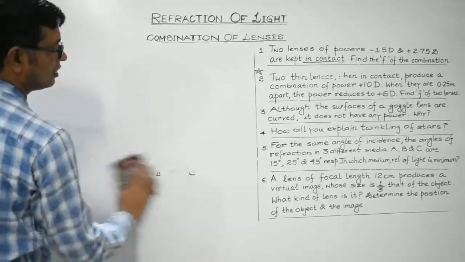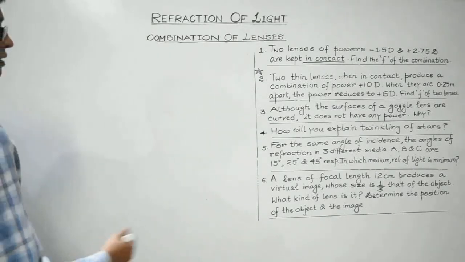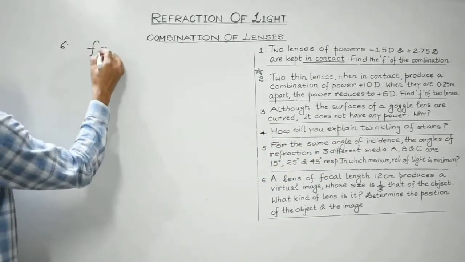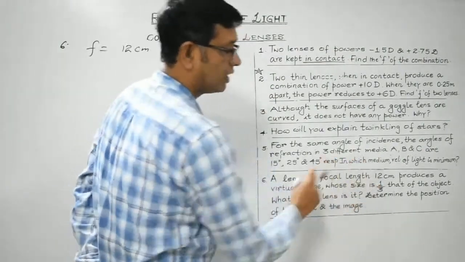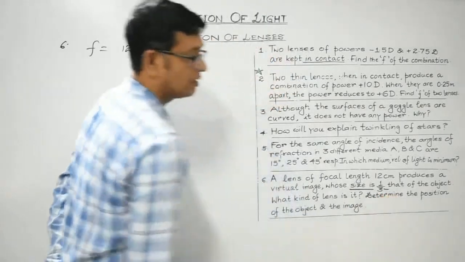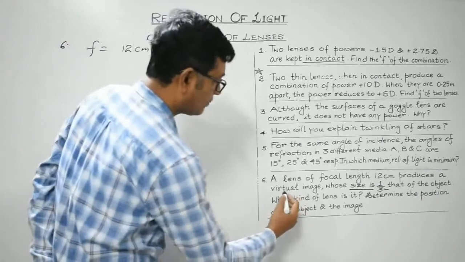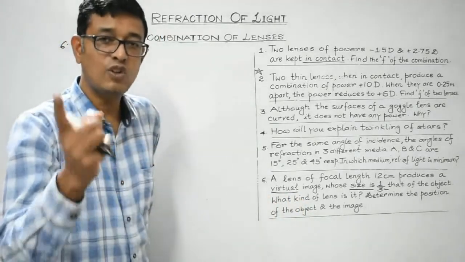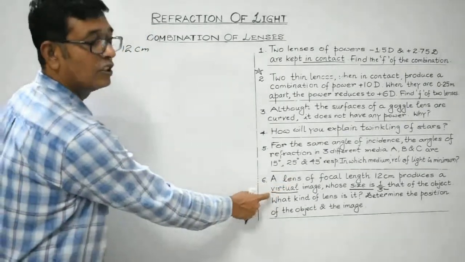The sixth question is a numerical, which is based on the lens equation, right? So let's do it. A lens of focal length 12 centimeter is given. It produces a virtual image whose size is 1 by 3. Now students, key point: size is 1 by 3, which means the size of the image is less than the size of the object, and it produces a virtual image. So a virtual and smaller size image is always produced by a concave lens. So it must be a concave lens.